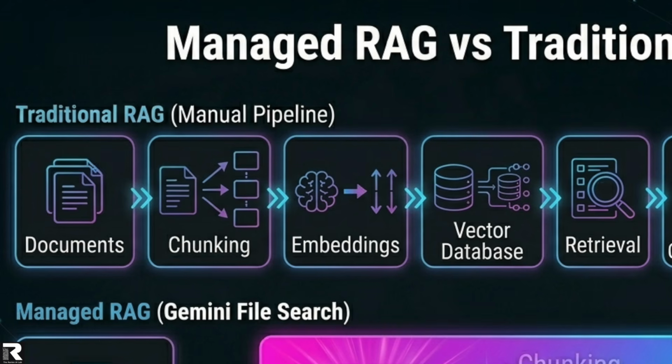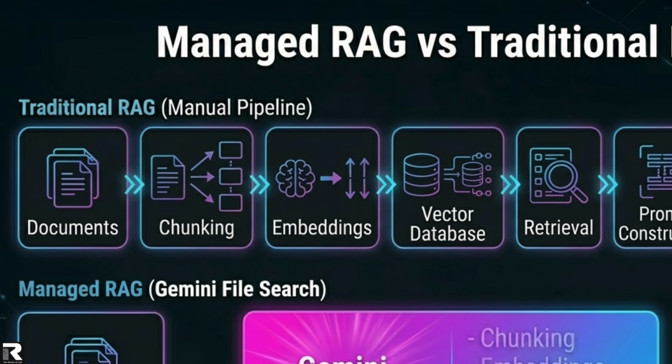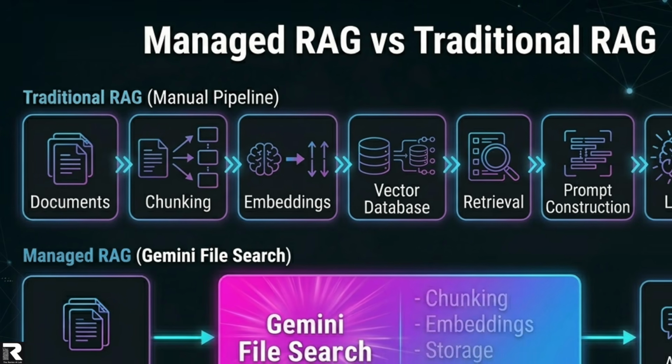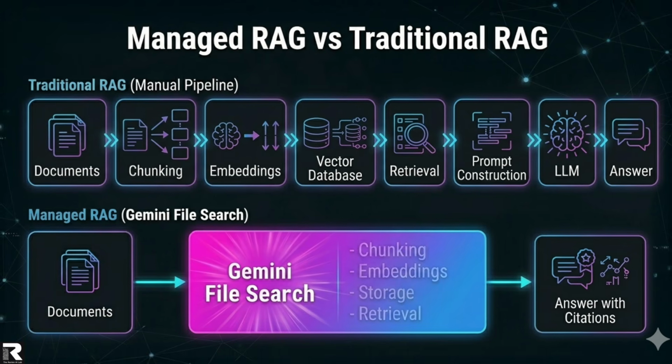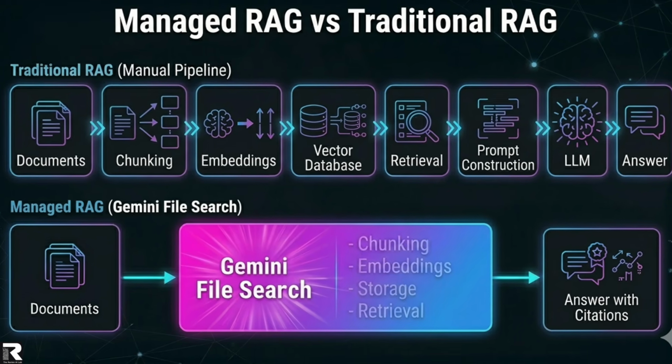Traditional RAG gives you full control. Gemini File Search removes the complexity by managing the pipeline. If you want speed, use managed RAG. If you need control, build it yourself.